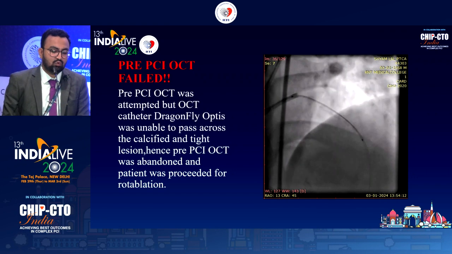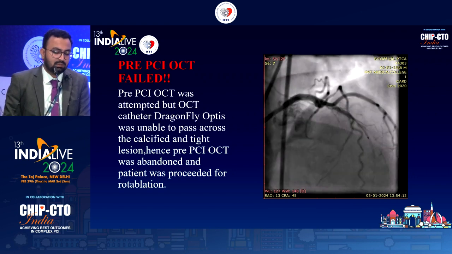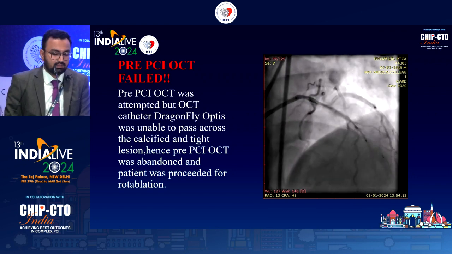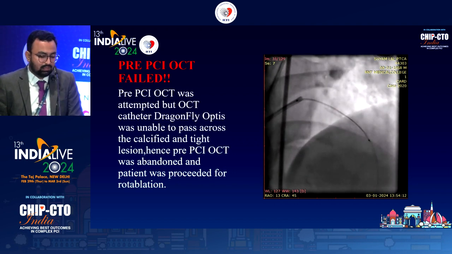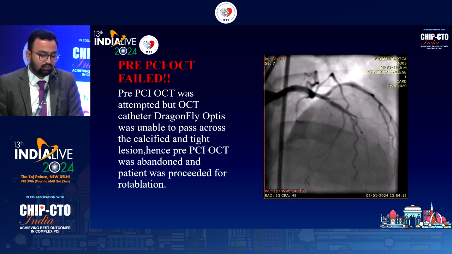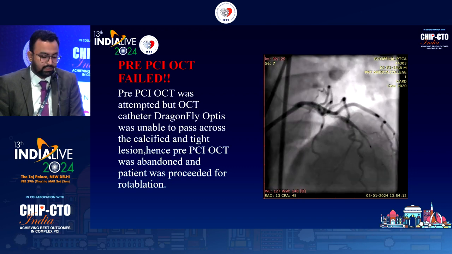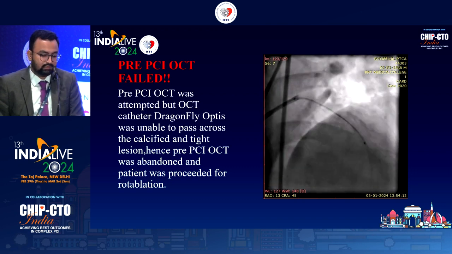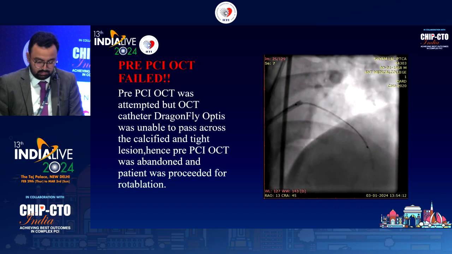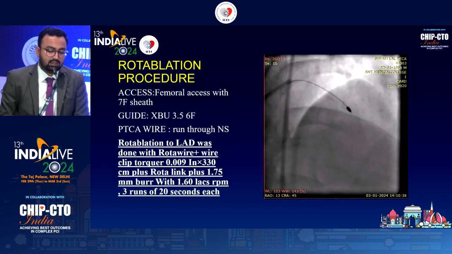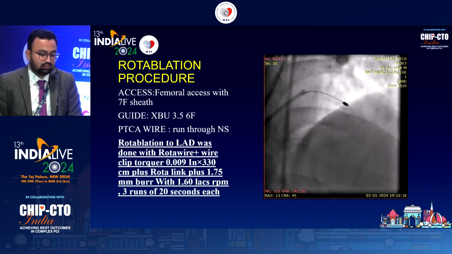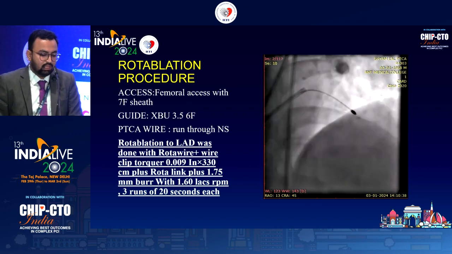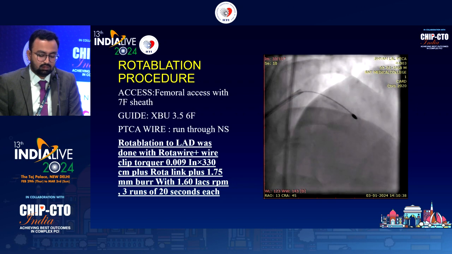We had tried to do pre-PCI OCT, but the catheter, which was a Dragonfly Optis, was unable to pass the very heavily calcified lesion. That's why the pre-PCI OCT was abandoned, and the patient was proceeded for rotablation as the catheter was unable to pass. We did rotablation. The access was femoral with a 7 French sheath. Guide was XB 3.5. We did it with a Runthrough wire.